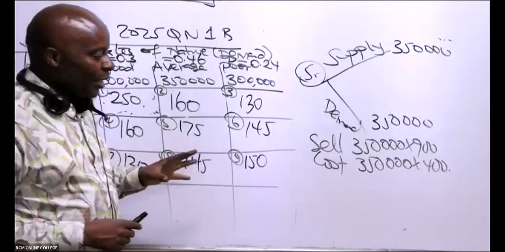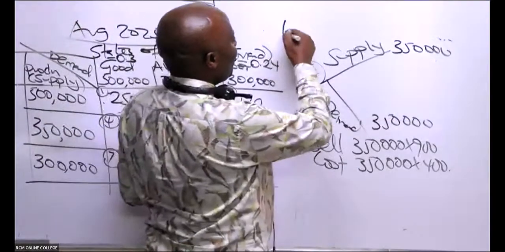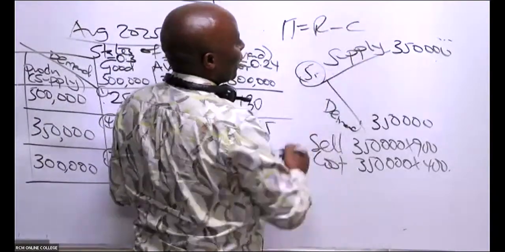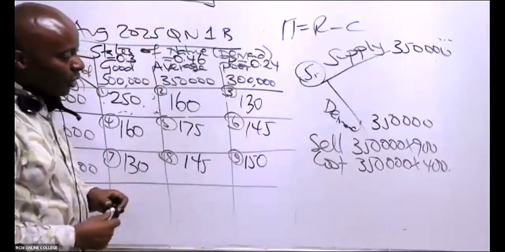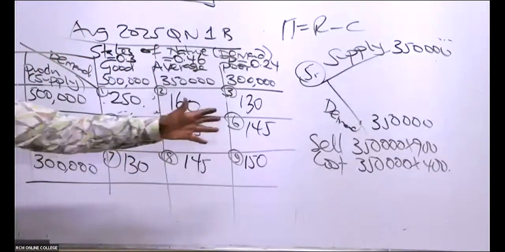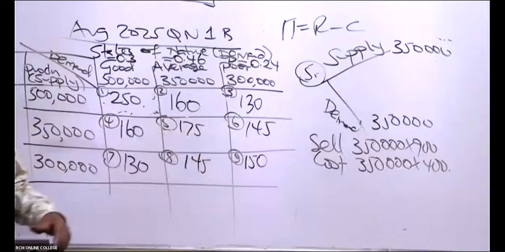So you simply take here, profit is revenue minus what here? Minus cost. So it is 350,000 times 900 is my revenue. The cost is 350,000 times 400. So first of all, with Martin, are we together that 175 is correct? Martin, are we together that this is correct? 175?